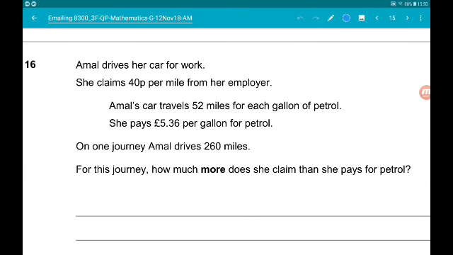Okay, 16, 4 marks. Amal drives her car for work. She claims 40p per mile from her employer. So that means every mile she drives, she gets 40p from her employer. Her car travels 52 miles for each gallon of petrol. So if she puts a gallon in her car, she can get 52 miles. She pays £5.36 for 1 gallon of petrol. On one journey, she drives 260 miles. How much more does she claim than she pays for petrol? So again, really, it's profit.